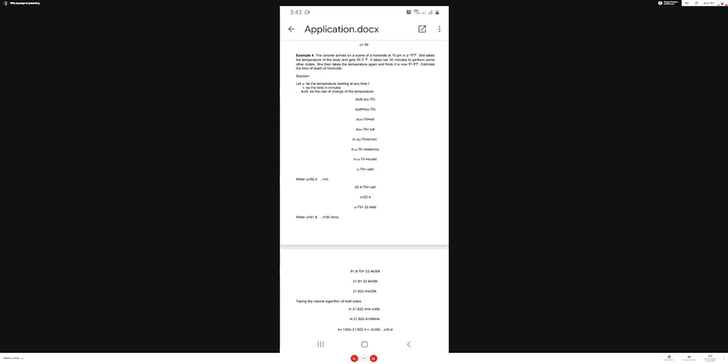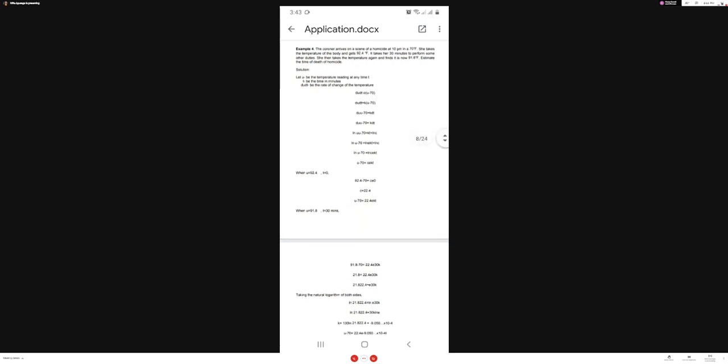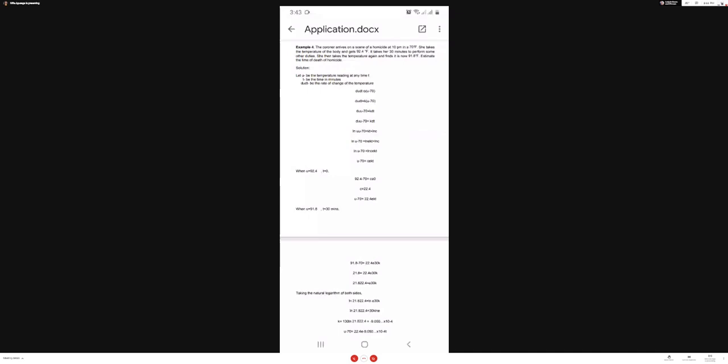Okay, so next. So, yung next na issue ay after 30 minutes, kamukha nga na sinabi ko, chinek niya muna yung mga ibang bagay, hinanda niya yung ibang gagawin niya, tapos binalikan niya yung bangkay after 30 minutes para kuhanin ulit yung temperature. And this time, yung temperature ng bangkay ay 91.8 degrees Fahrenheit. So, ang pinapahanap sa atin is yung estimated time of death.